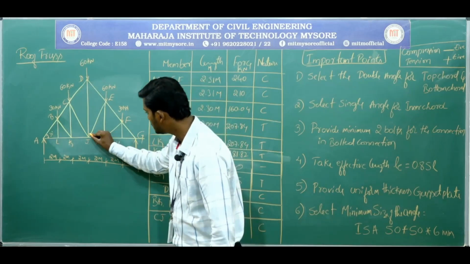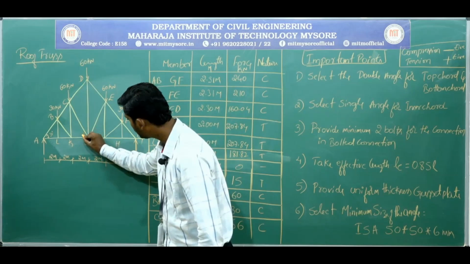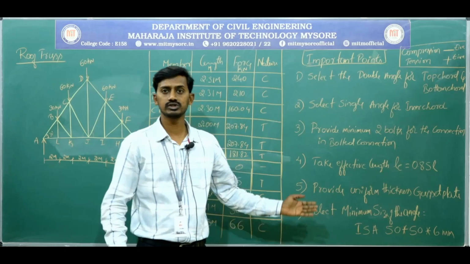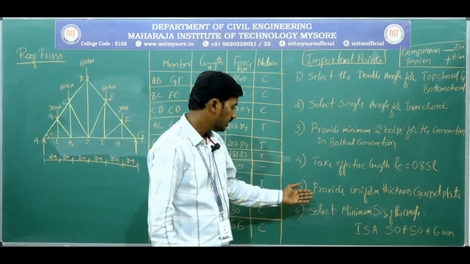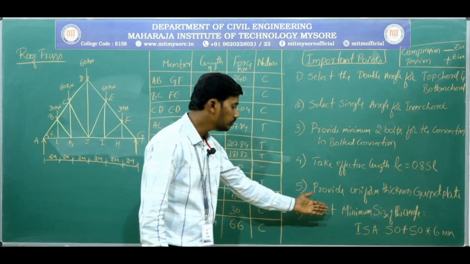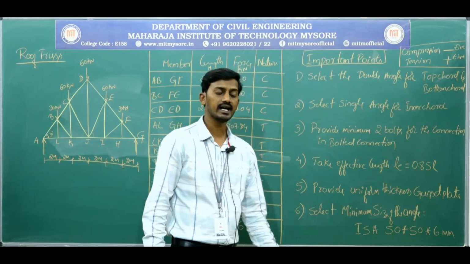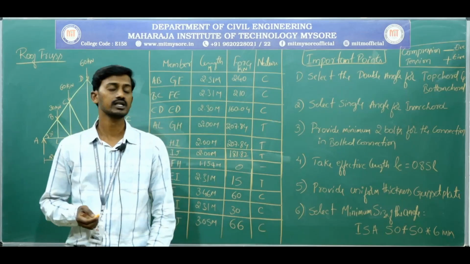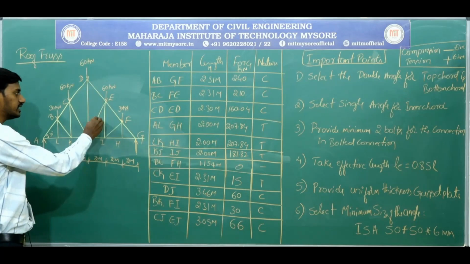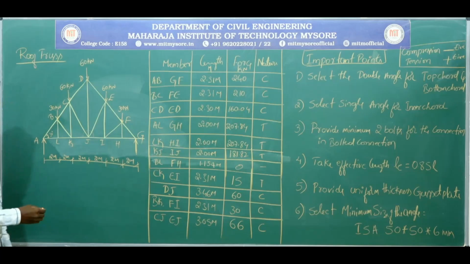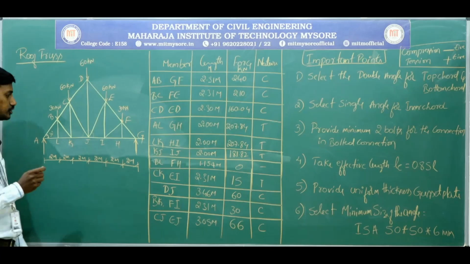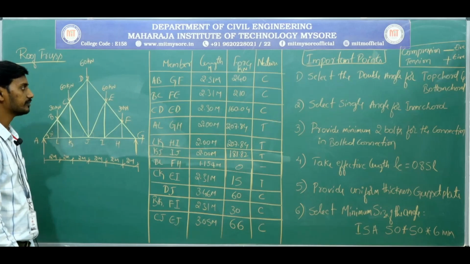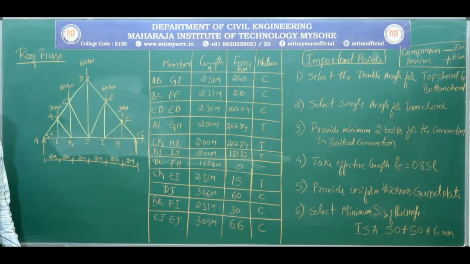If you want to fix this member, you need to provide one gusset plate, right? That gusset plate will be uniform throughout the section. And next, select the minimum size of the angle as ISA 50 by 50 by 6 millimeter. For any angle, whether it is inner chord, top chord or bottom chord, the minimum angle size should be 50 by 50 by 6 millimeter. So with this, let us solve the problem.